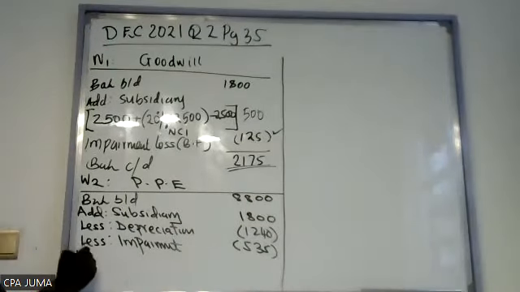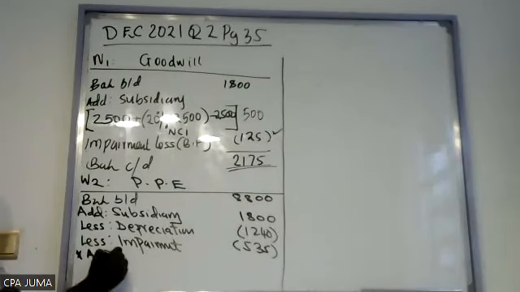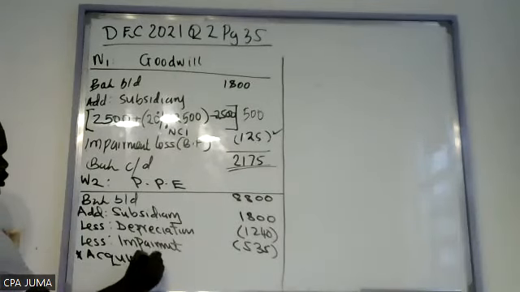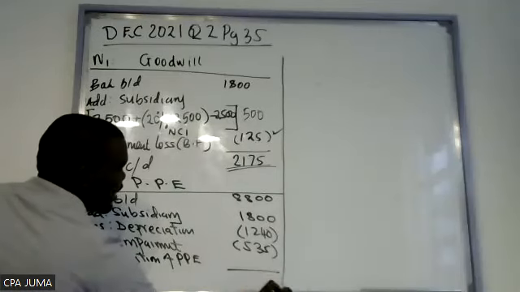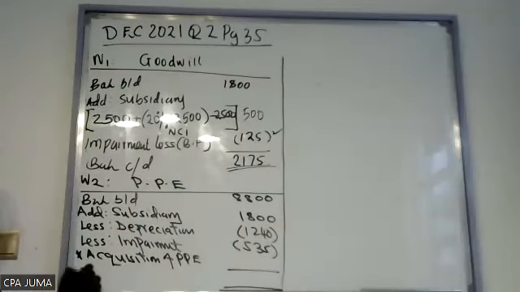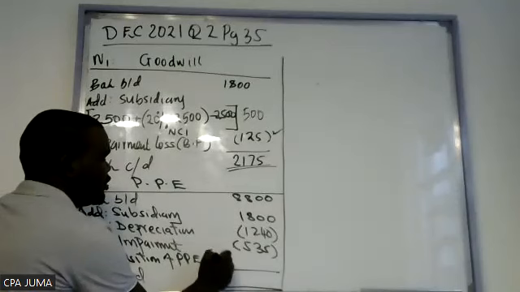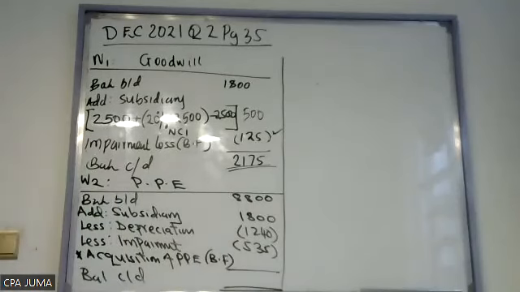The balancing figure is going to be the acquisition of PPE, from what I can see. So the balance carried down is what you need to give me. Tell me the balance carried down. This is the balancing figure. So help me with that figure.